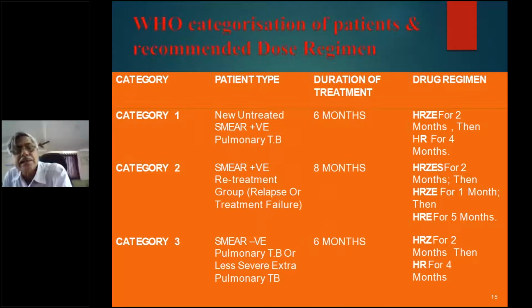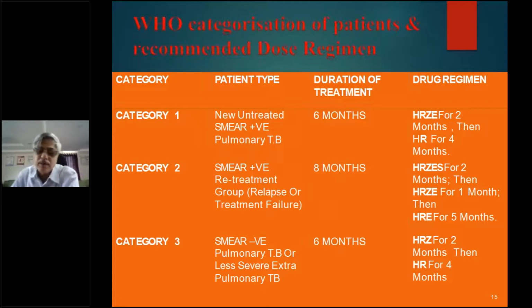Or X-ray positive and less severe extrapulmonary tuberculosis, like lymph nodes or unilateral pleural effusion. In all those conditions, it is category 3. And the treatment is also 6 months. Previously, for some days they used to give only HRZ without ethambutol. But later on they gave HRZE for 2 months and HR for 4 months.